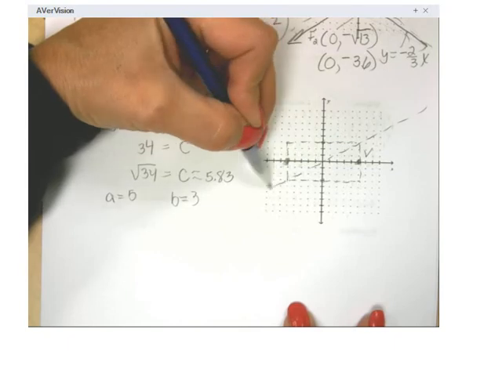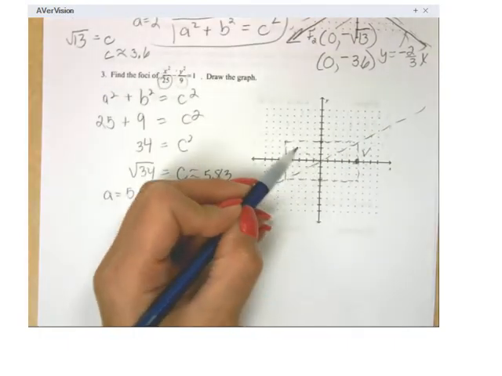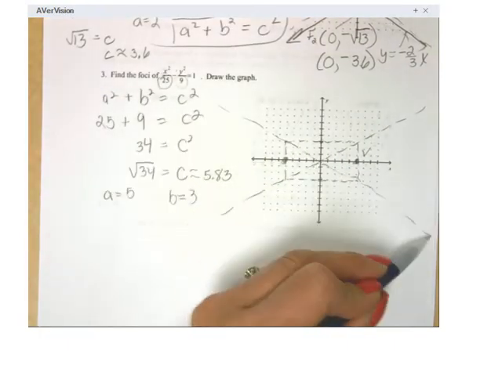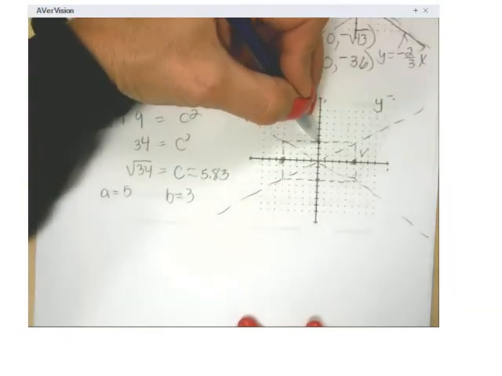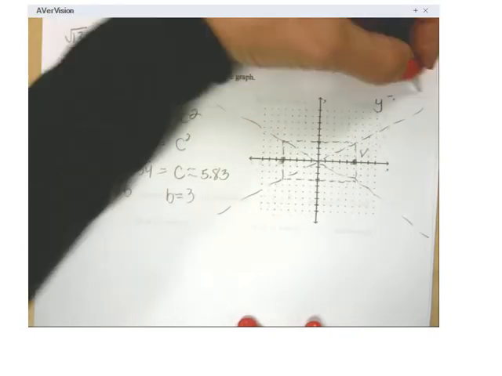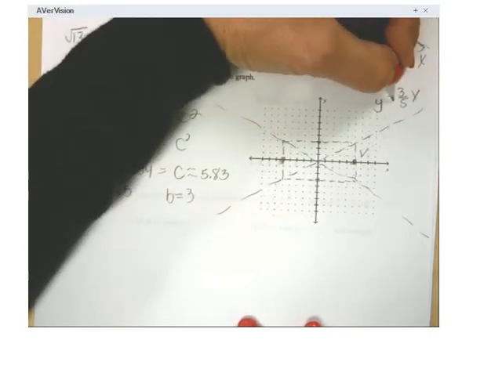I'm sorry, but when I draw these dotted lines, I keep thinking deet, deet, deet. Here we go. And now we're ready to draw in those asymptotes.